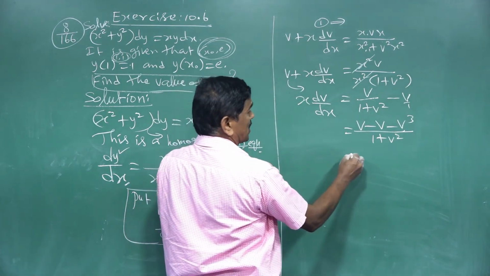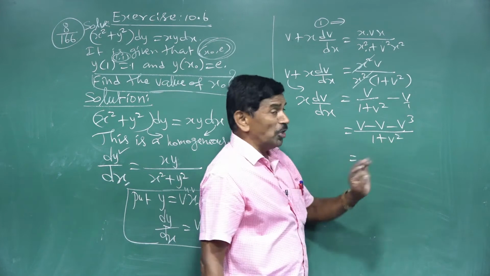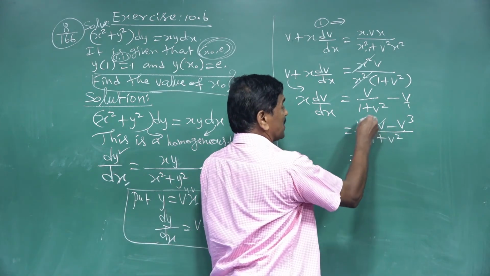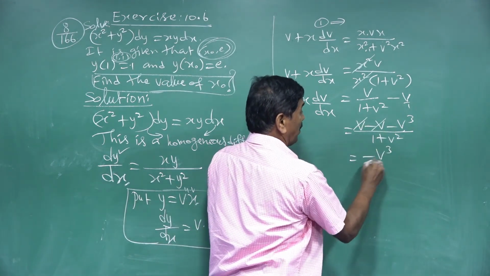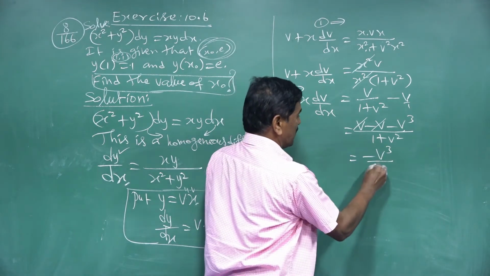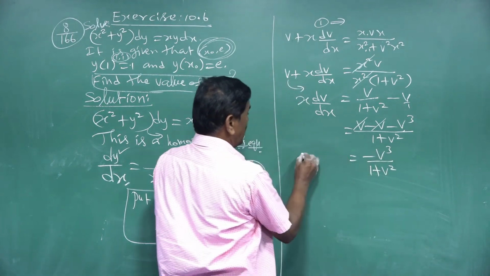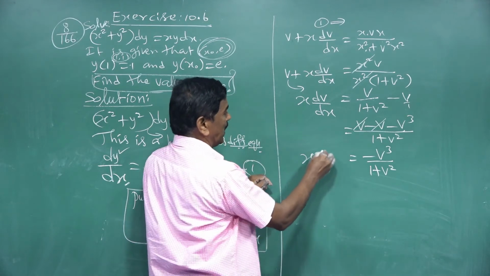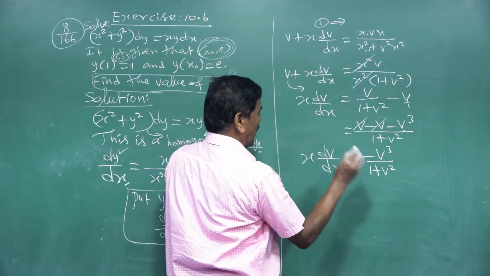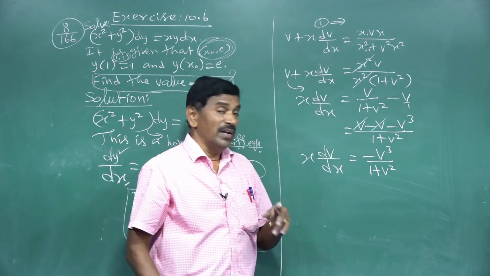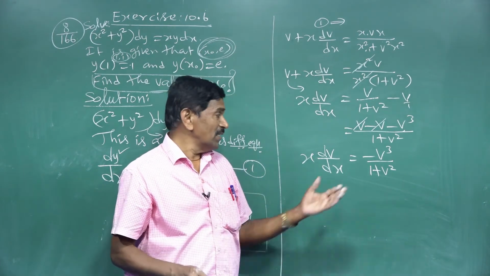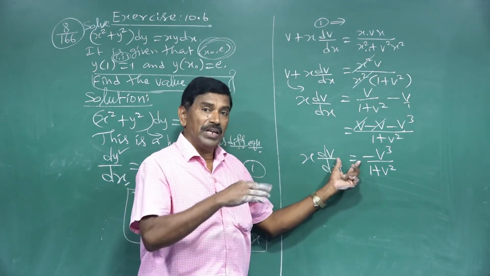You write the left hand side, and the next step also we can write. What about the numerator? Yes, minus v plus v cancel. What remains is minus v cube by 1 plus v square. LHS please: x into dv by dx. Now, next step: this step comes under variable separable.